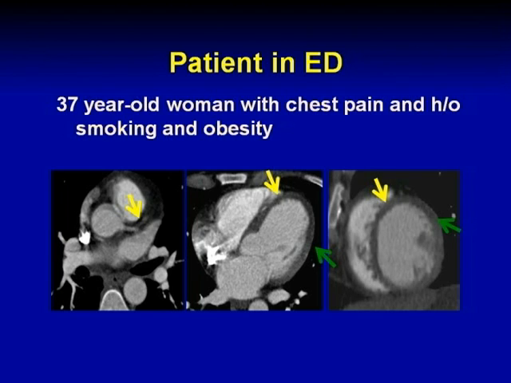This shows a hypoperfusion in the distribution of the left anterior descending coronary artery diagnosed on a non-EKG gated CT, and this patient had a cath, and it turned out to be acute thrombosis of that left anterior descending coronary artery.